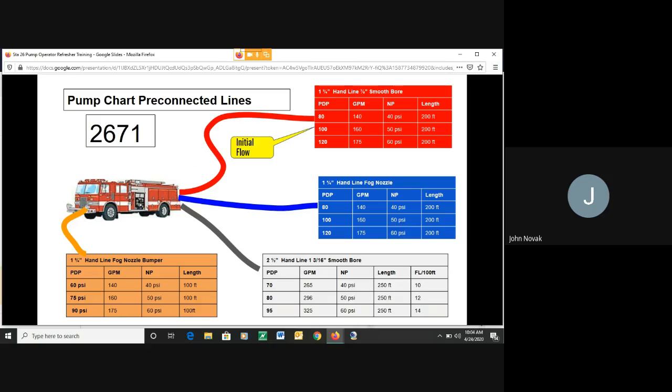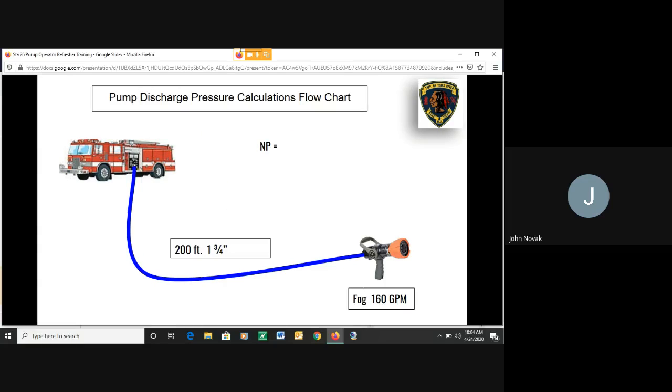Initial flow. Okay, initial flows. We can see that our initial flows are using the 50 pounds nozzle pressure. So 160 with the 1 3/4, and with the 2.5, it's 295. So for you pump operators, here's a little problem. 200 feet, 1 3/4, our new fog nozzle, 160 gallons per minute pre-connect.